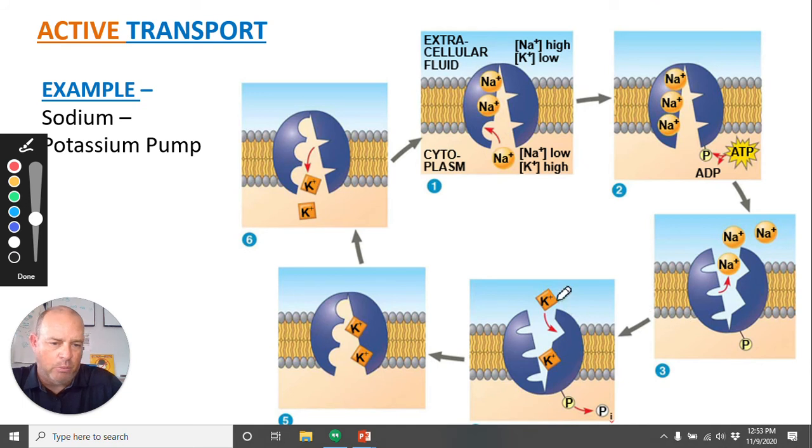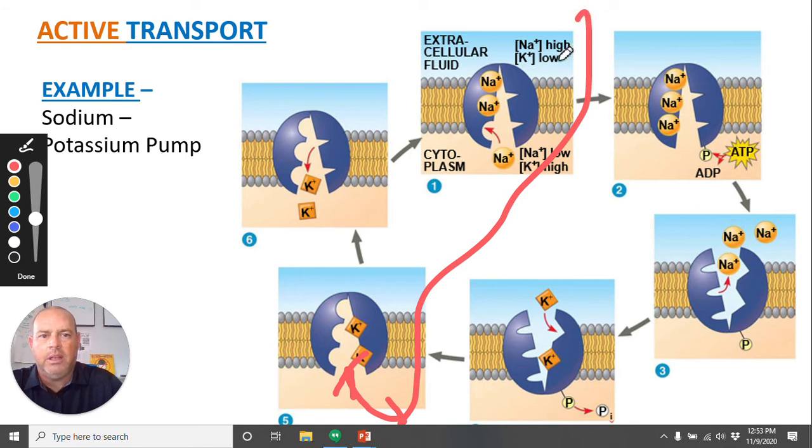And then since it's open to this side, you see these two active sites over here, and they fit potassium, right? They have a different shape. They fit potassium, okay? Then when they come in, that's actually going to kick the phosphate back out. That's going to remove that phosphate. Well, if that phosphate gets kicked out, what shape will the transport protein now take on? Its original shape, and it will open back to this side, and then your potassiums are going to come this way. And again, your potassium will go from low to high.